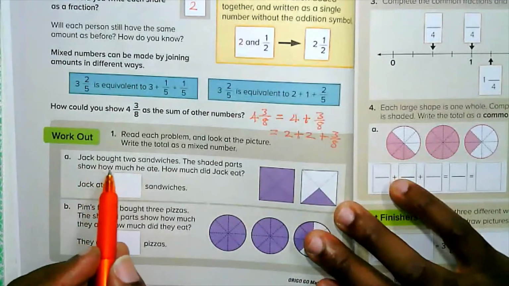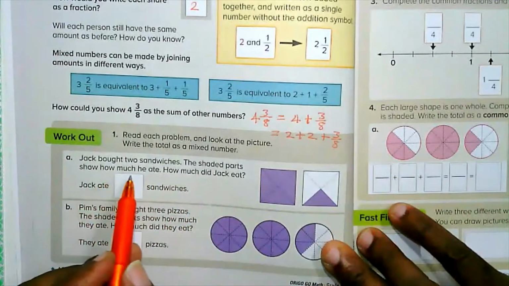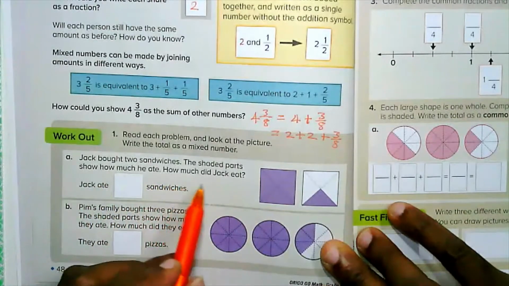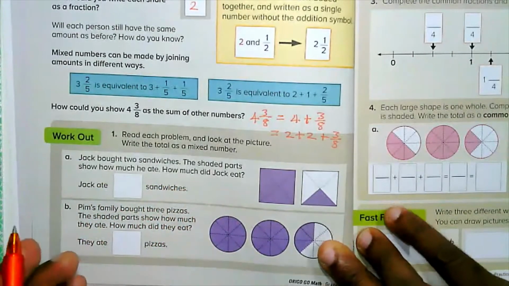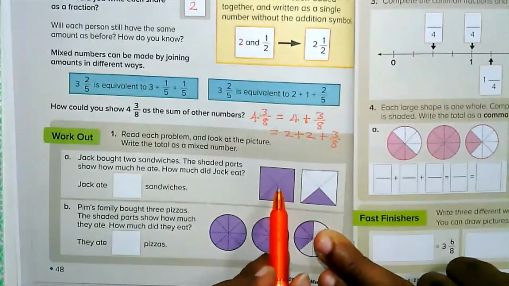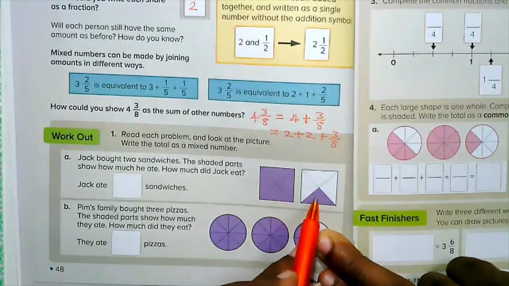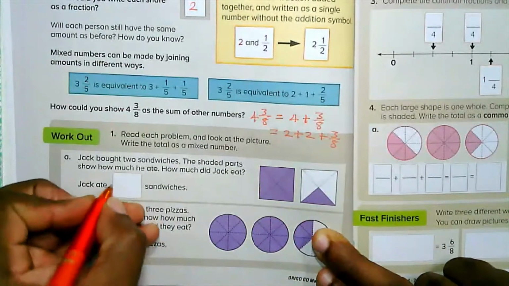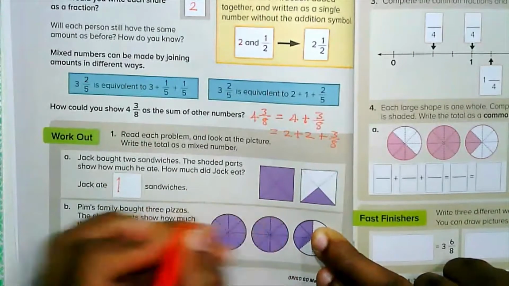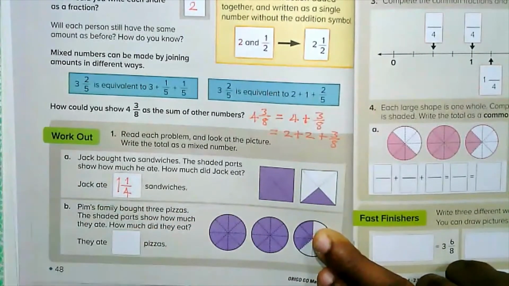Part A, Jack bought 2 sandwiches. The shaded parts show how much he ate. How much did Jack eat? So we have 2 whole, then cut into 4 pieces. We have a whole and 1/4. So Jack ate 1 whole, then 1/4 of the sandwiches.